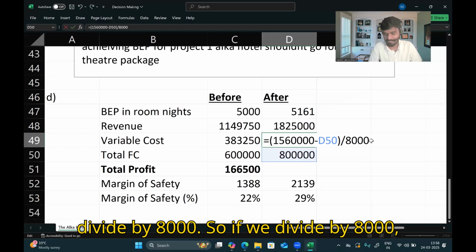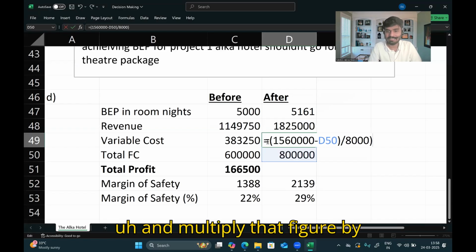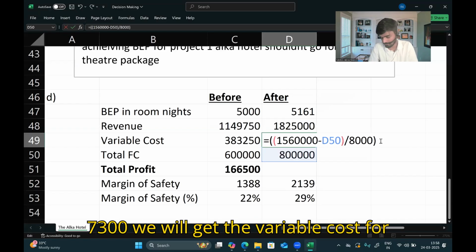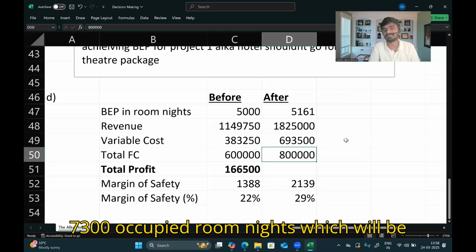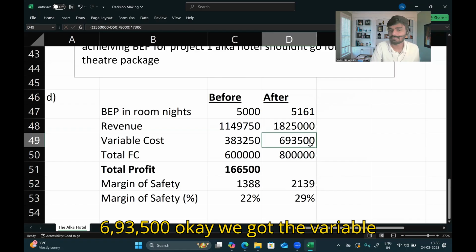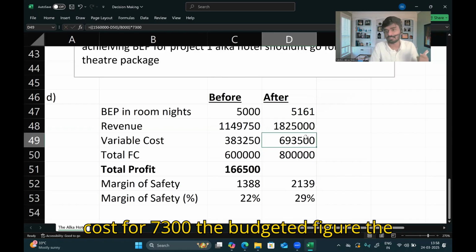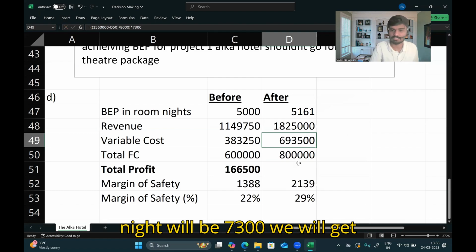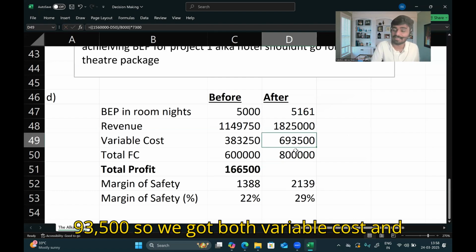So if we divide by 8,000 and multiply that figure by 7,300, we will get the variable cost for 7,300 occupied room nights, which will be 6,93,500. Okay, we got the variable cost for 7,300. The budgeted occupied room nights will be 7,300. We'll get 6,93,500. So we got both variable cost and fixed cost.